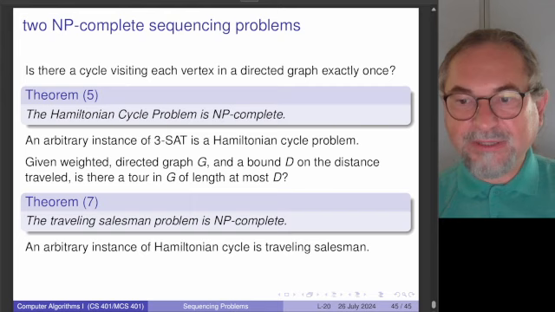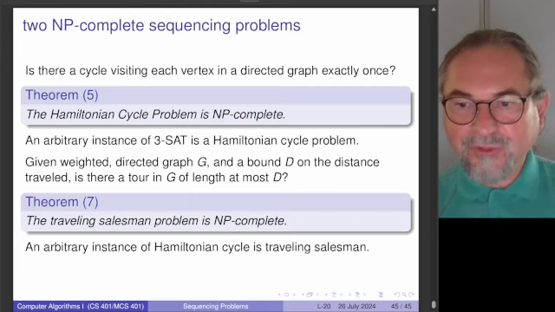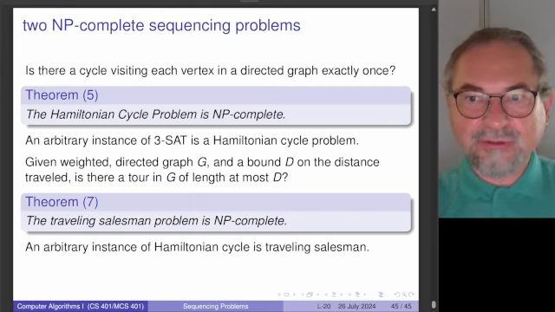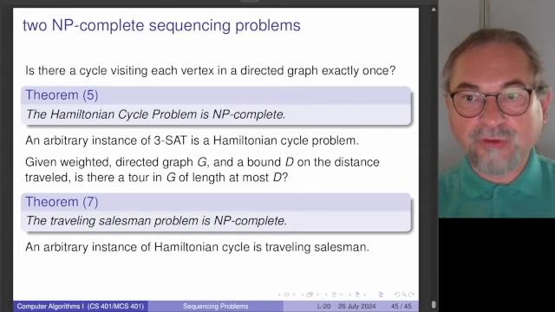Okay, I hope this lecture was not too confusing, and I will stop here. We have one more lecture to go where we consider partitioning problems, also as examples of NP-complete problems.